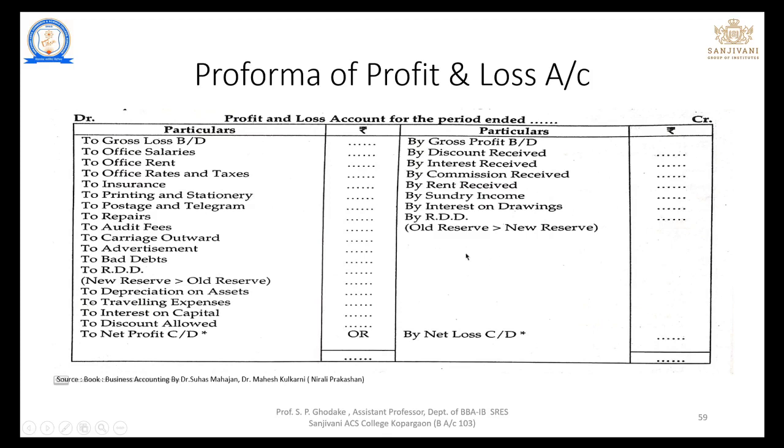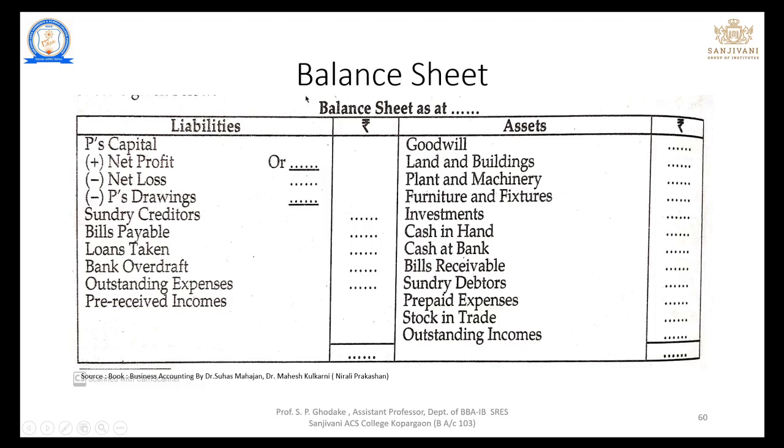So we have understood the trading account and the profit and loss account, and these two statements were prepared with the help of the trial balance. Then next is the balance sheet, which is also prepared with the help of the trial balance, but in the balance sheet we'll see which are the items. So, balance sheet as on dash dash. We have the liabilities rupees and assets rupees.